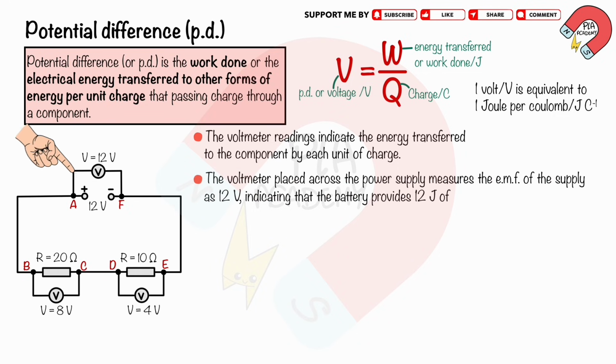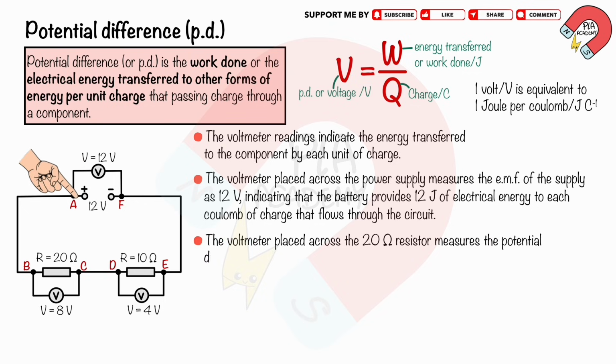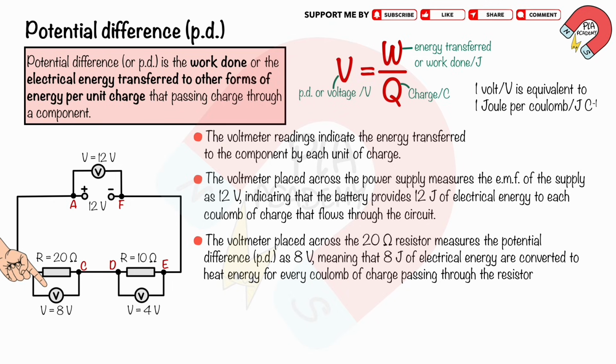The voltmeter placed across the power supply measures the EMF of the supply as 12 volts, indicating that the battery provides 12 joule of electrical energy to each coulomb of charge that flows through the circuit. The voltmeter placed across the 20 ohm resistor measures the potential difference, PD, as 8 volts, meaning that 8 joule of electrical energy are converted to heat energy for every coulomb of charge passing through the resistor.